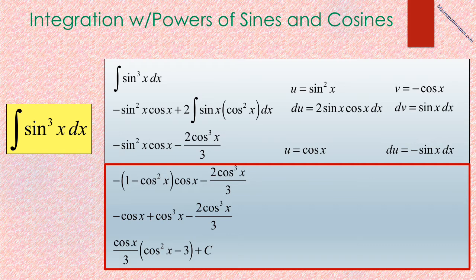We will change the sine squared of x to 1 minus cosine squared of x, and we get negative quantity 1 minus cosine squared of x times cosine of x minus 2/3 cosine cubed of x. Multiplying out, we get negative cosine of x plus cosine cubed of x minus 2/3 cosine cubed of x. And factoring out, we end up with cosine of x over 3 times the quantity cosine squared of x minus 3, plus c.